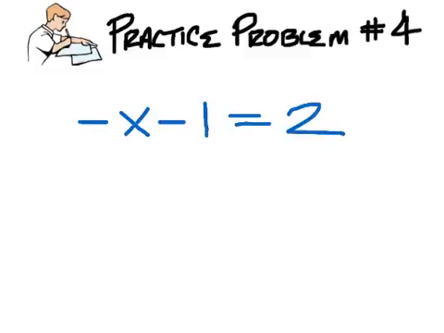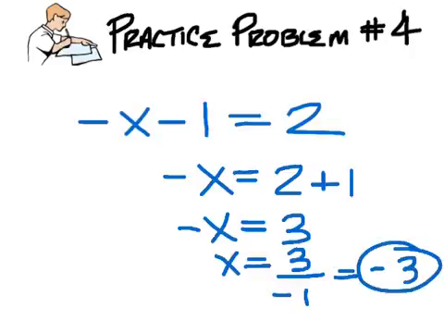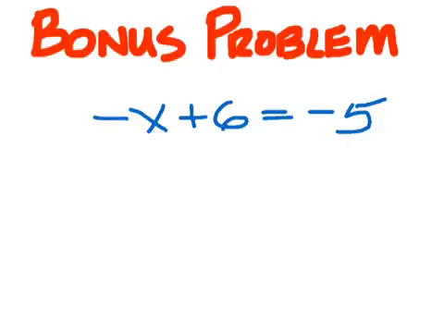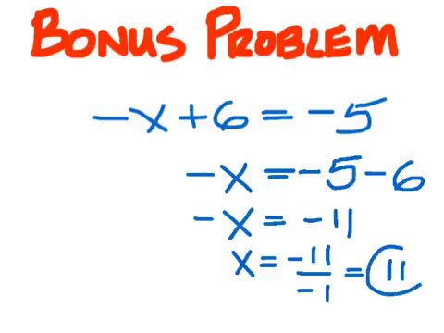Negative x minus 1 equals 2. On the practice, you should have 2 plus 1, which is going to be 3, and then divide 3 by negative 1 to get negative 3. Bonus number 1, negative x plus 6 equals negative 5. Bonus should be negative 5 minus 6, which is going to give you a negative 11, and then divide by negative 1 to get 11.